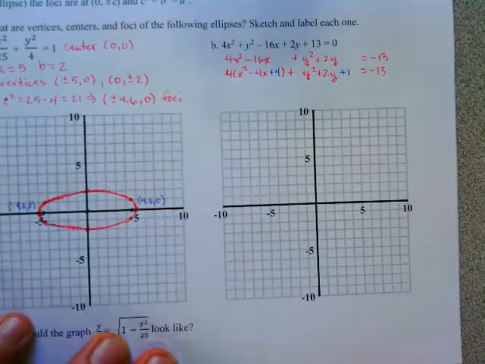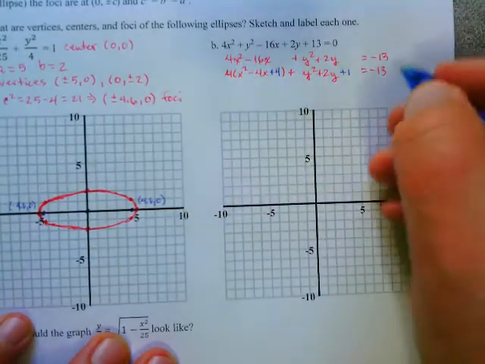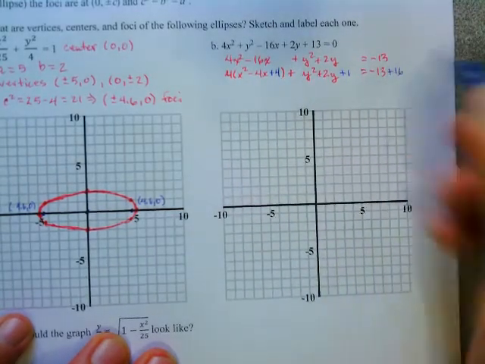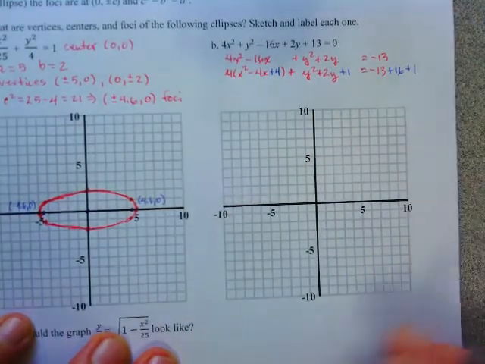So here it's 4, but it's a 4 outside, so 4 times the 4, that's 16. And then here it's just 1. So now I have that.